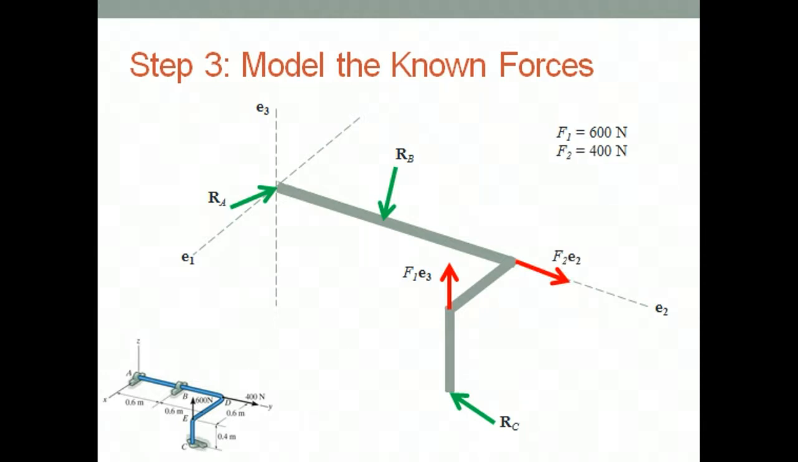Similarly, for the 400 Newton force at D, we can draw the force vector F2 in the positive E2 direction. Once again, the magnitude is italicized and the direction vector is bolded.